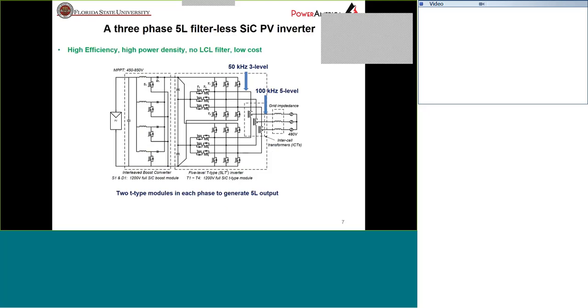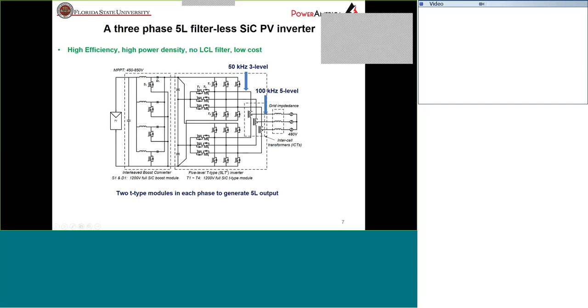So here is our topology. We have an interleaved boost, and then we use 2 T-type modules, each switched at 50 kilohertz 3-level, and combine those two with an intercell transformer to form a 100 kilohertz 5-level output. So the line-to-line of this inverter is roughly 200 kilohertz equivalent with 7-level.